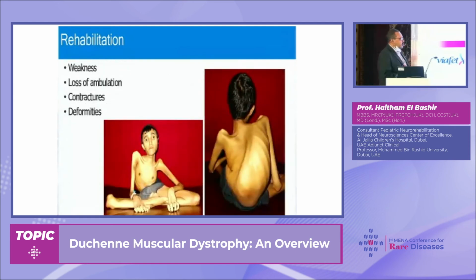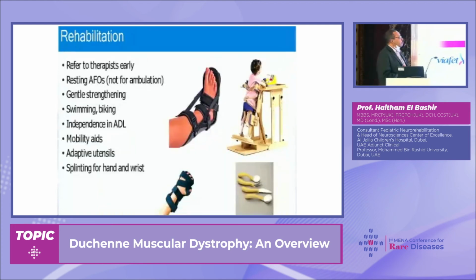As you can see, this is a child with severe wasting, a lot of deformities, contractures in their upper and lower limbs, as well as severe scoliosis. That's the end result for those children if they have not been managed properly and had a proper rehabilitation program. So this is a message for my talk. If you have a child with Duchenne muscular dystrophy, please refer them to the therapist early.